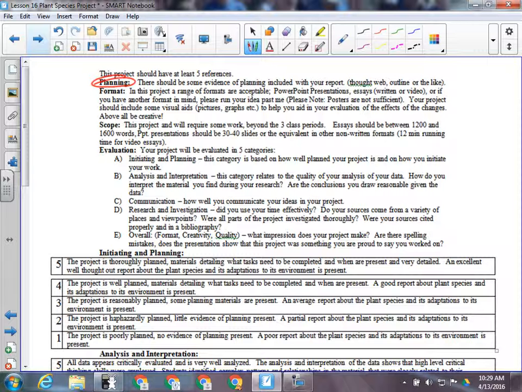People had thought webs or outlines. That part they didn't forget. But make sure that you have that in there. And if you do that by hand, you're going to need to snap a picture of it and put it into the report digitally.